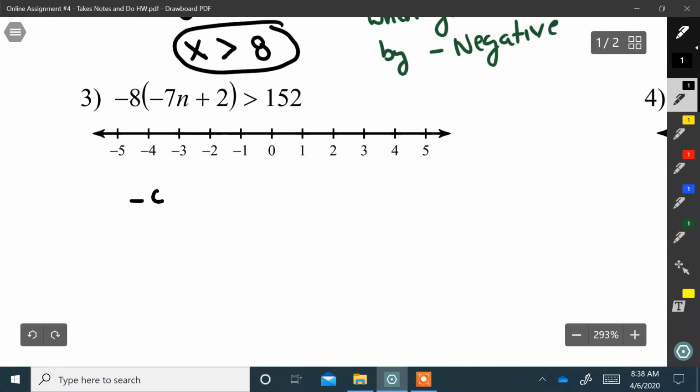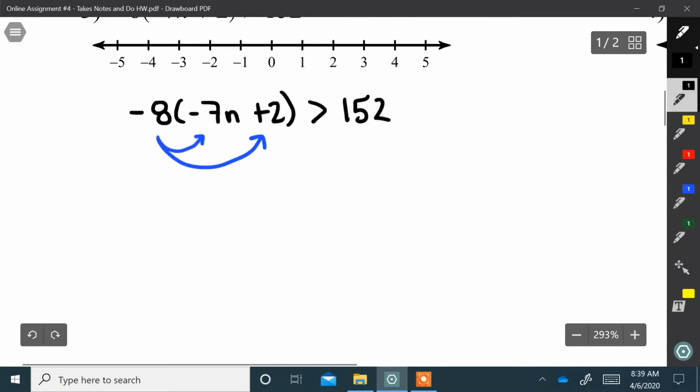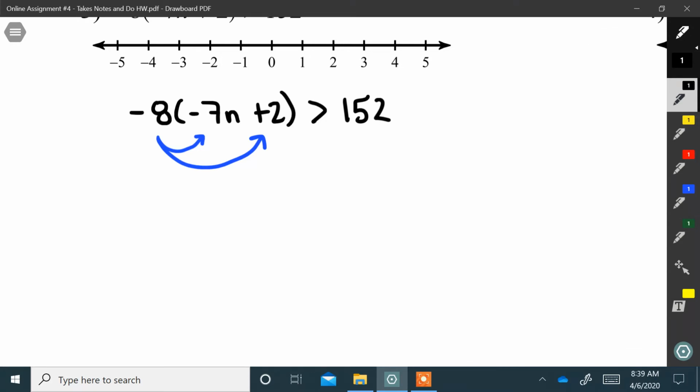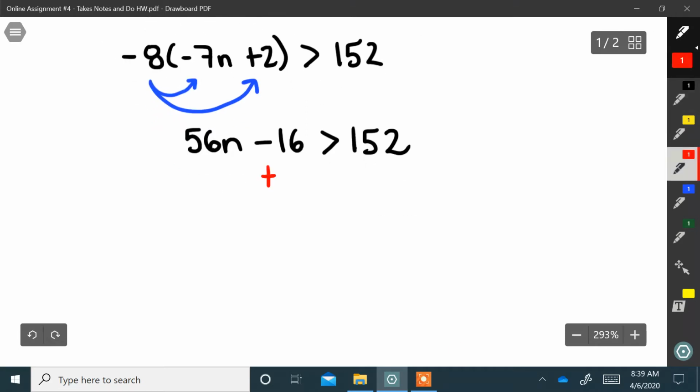We got a negative 8. Then we got negative 7n plus 2 is greater than 152. I'm going to go ahead and distribute that negative 8. Hopefully I don't make a mistake this time. So negative 8 times negative 7, that's going to be 56n. Then negative 8 times 2, that's going to be negative 16. It's greater than 152. Let's go ahead and add 16 on both sides.